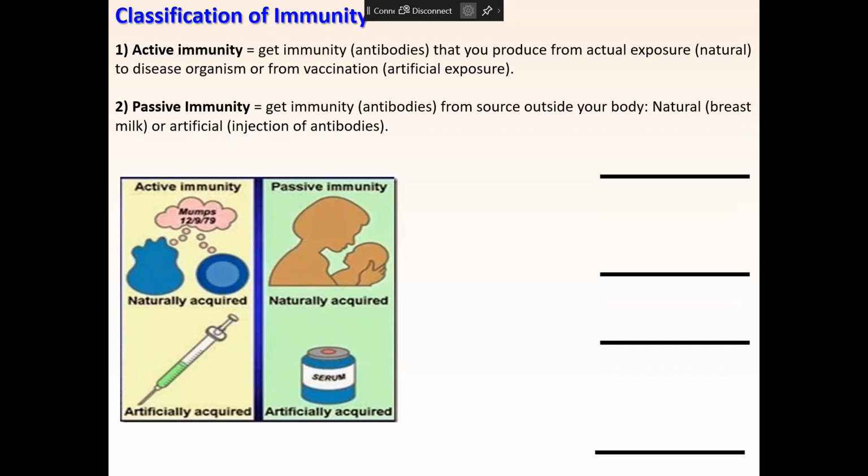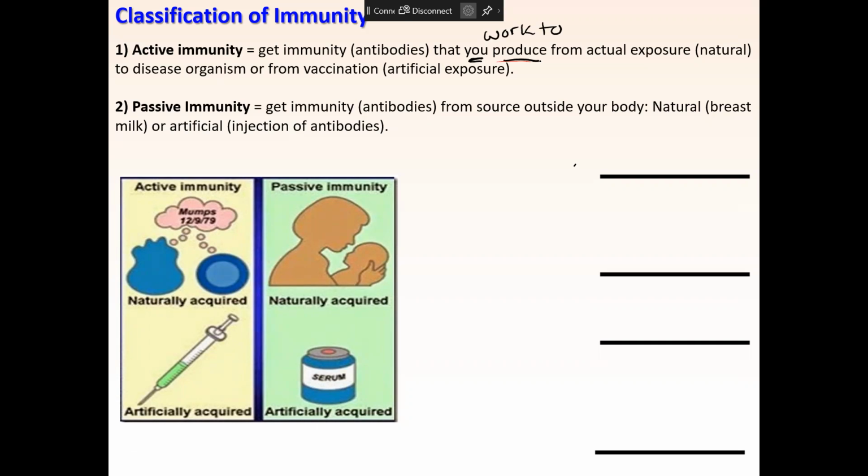All right. Active immunity. If you're active, you're doing something, you're working for something. So active immunity is when your body has to work. You might have been exposed to a sick person, or you could have been vaccinated. Active, you get immunity from antibodies that you produce, that you work to produce. Your body must make the antibodies. Your body must work. This is a process that takes 2 to 3 weeks of time.